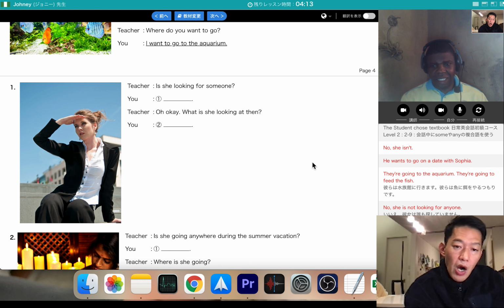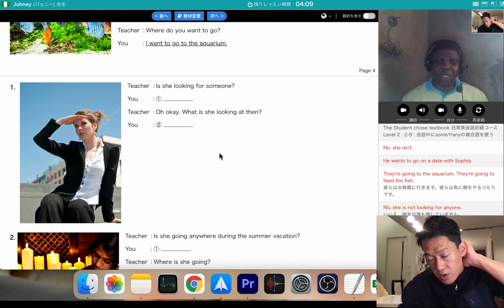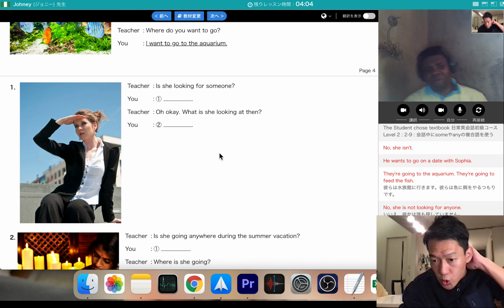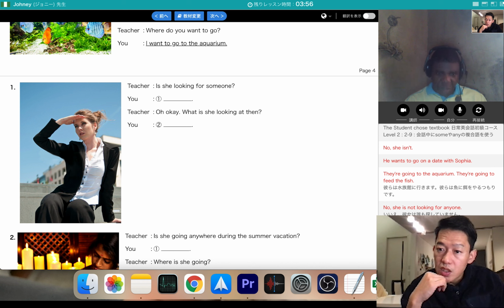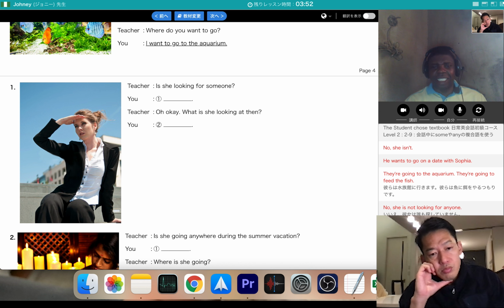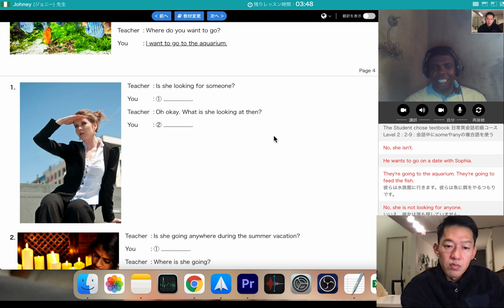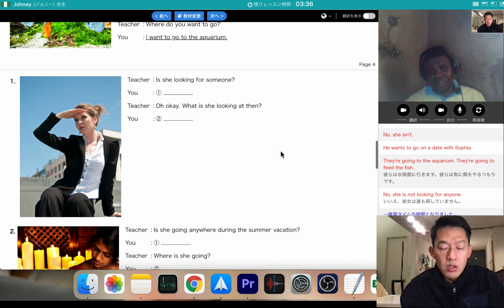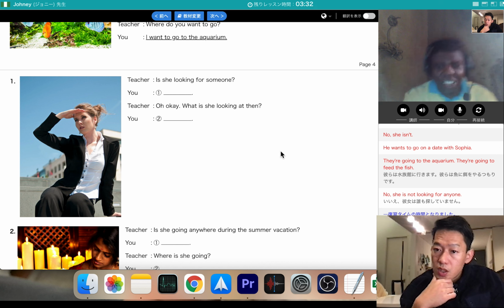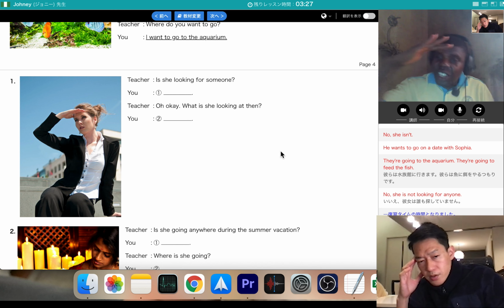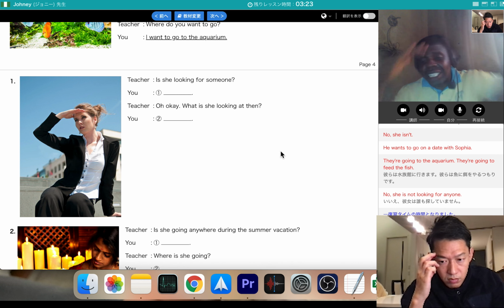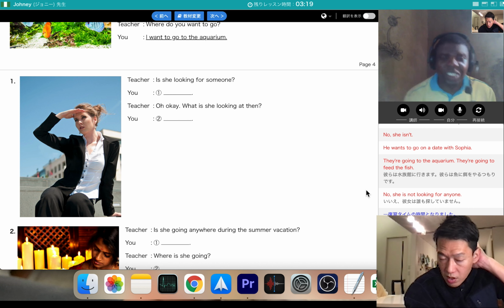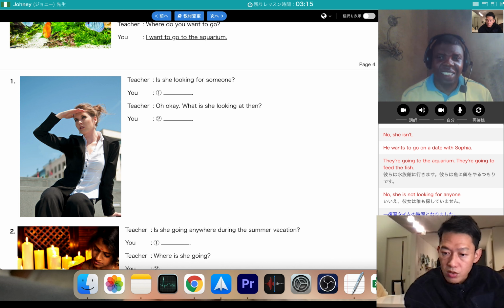Number one equals no, she is not looking for anyone. Good. Okay. What is she looking at then? Maybe she's looking at the ocean. No. If she's not looking for someone, what is she looking at? Maybe she's looking at the sky, or she's looking at the ocean. She is looking at the ocean.